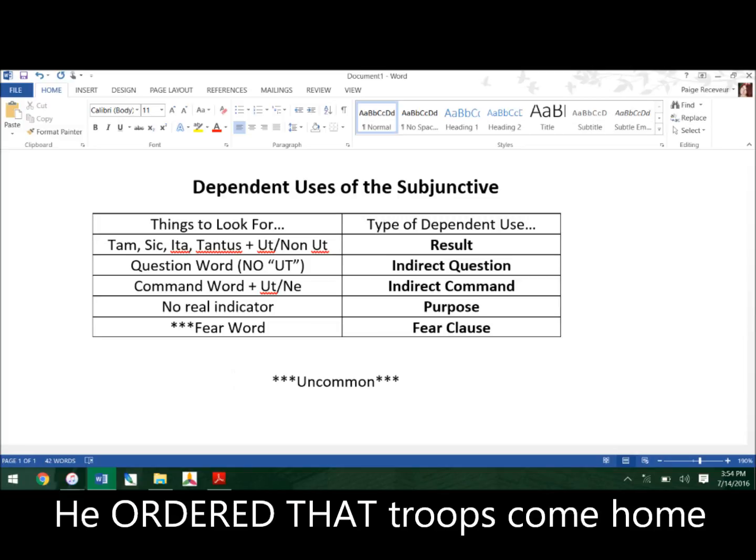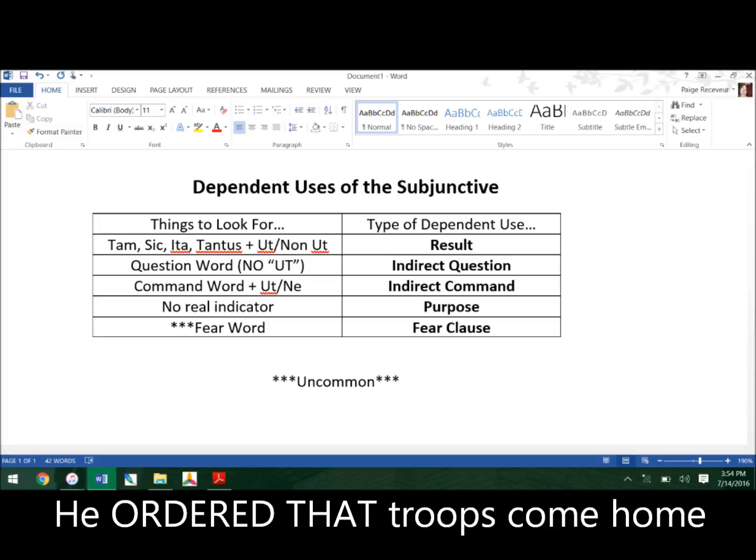The order itself is that the troops come home. That is the actual order. However, we're adding a layer: he ordered that. In other words, you're reporting it to someone else. That's an indirect command. An indirect command is going to have some kind of a command word with an ut or a ne if it's negative.